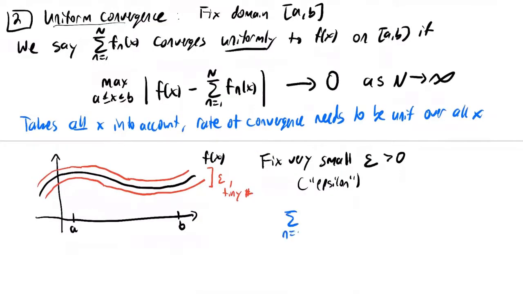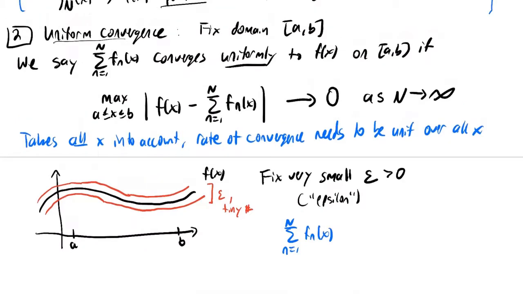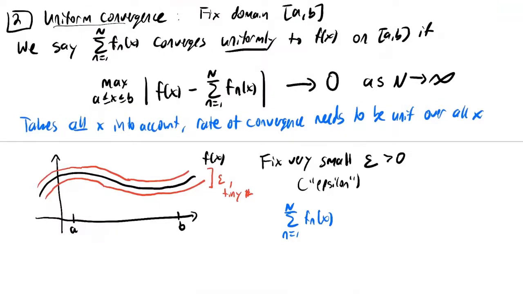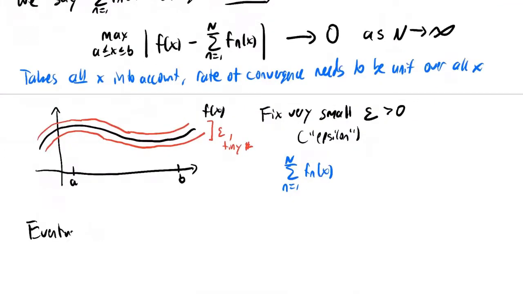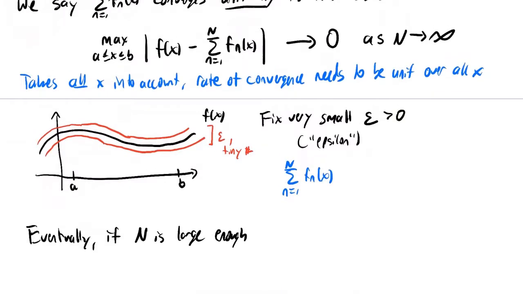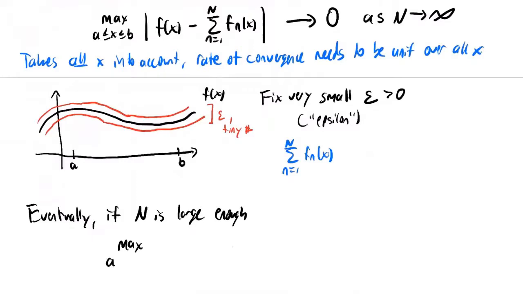Well, if I consider my partial sums, what does this mean? It means that eventually, if N is large enough, what does it mean that the maximum of this difference converges to 0? In particular, the maximum of the difference has to be smaller than this number epsilon, which I fixed. So you need the max over x between a and b of f of x minus this sequence of partial sums to be less than epsilon once N is big enough, right? Since I'm letting N go to infinity, what does it mean that this quantity converges to 0? It means that given any tiny number you want, eventually, if N is large enough, this whole quantity has to be smaller than that number, right? And so that's what I wrote out here.